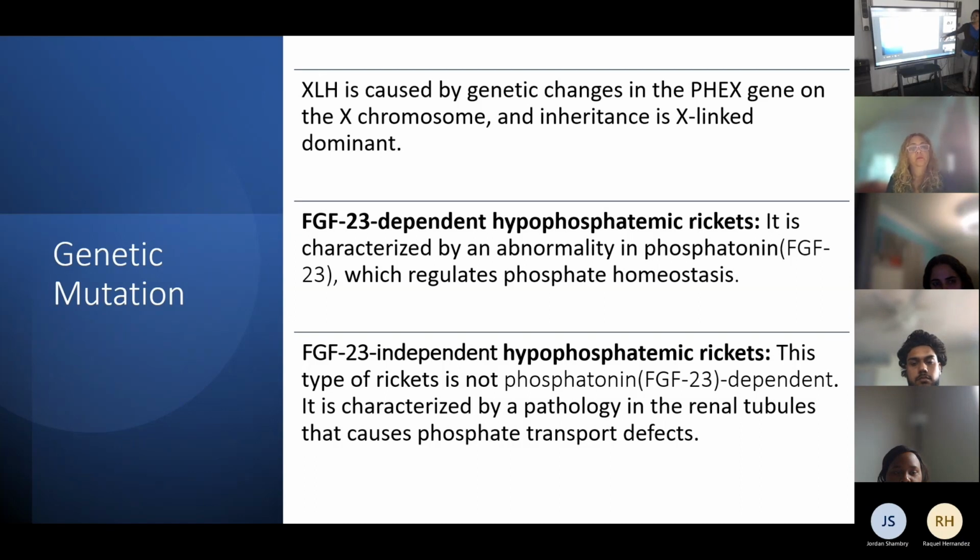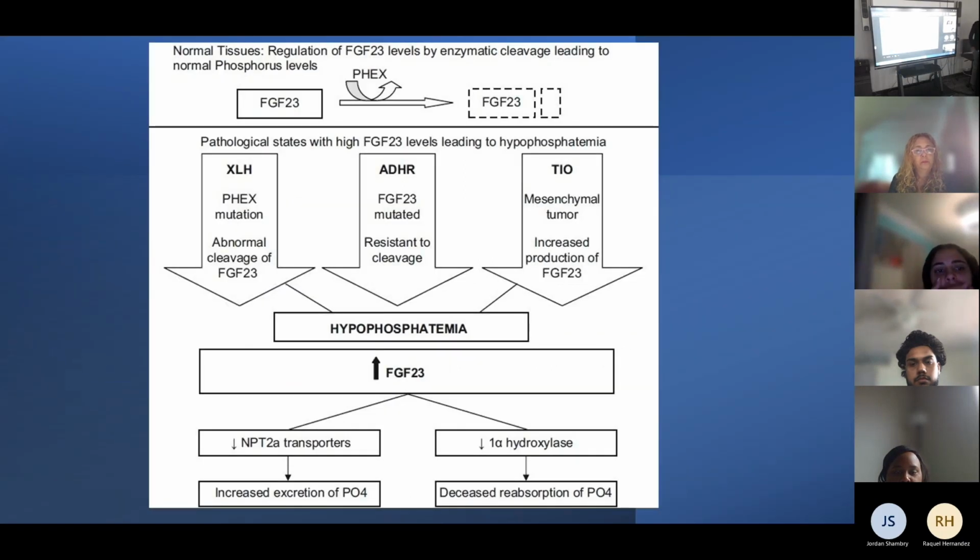And FGF23 levels are actually normal in this state. It's due to renal tubules and problems with the phosphate transport defects. So I'm using the cursor for you guys online. Okay, so right here.